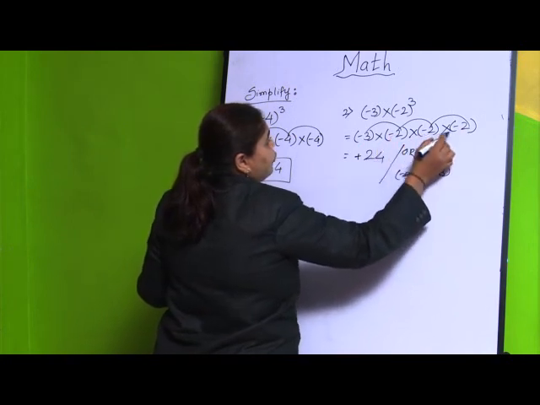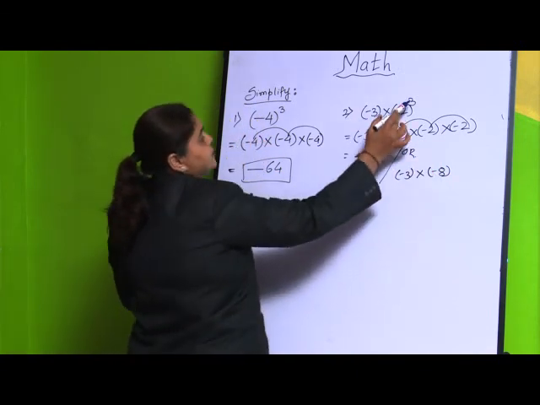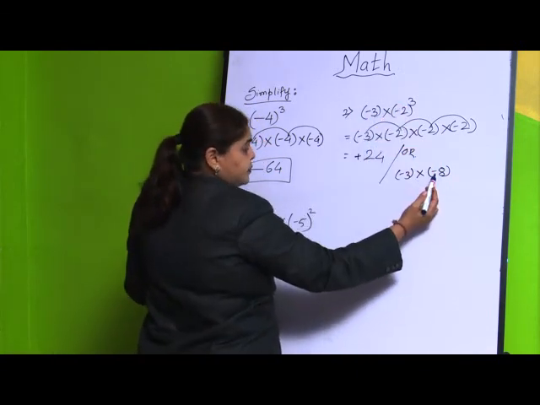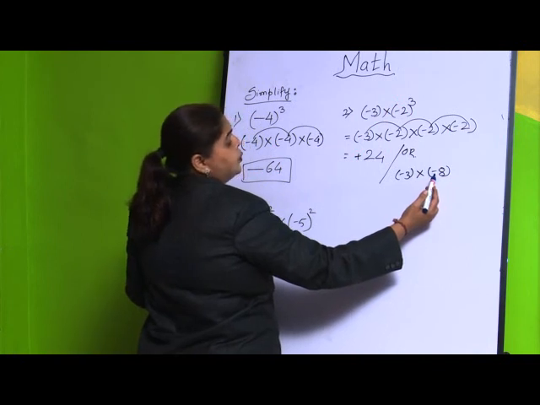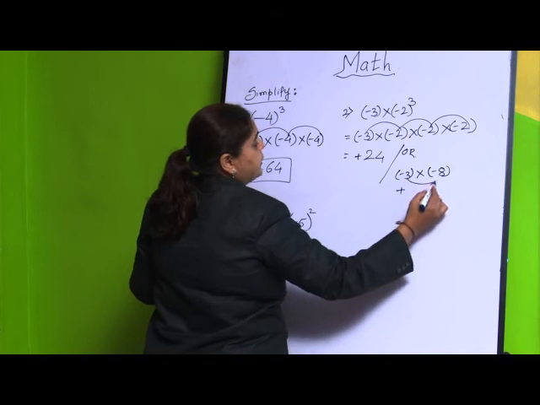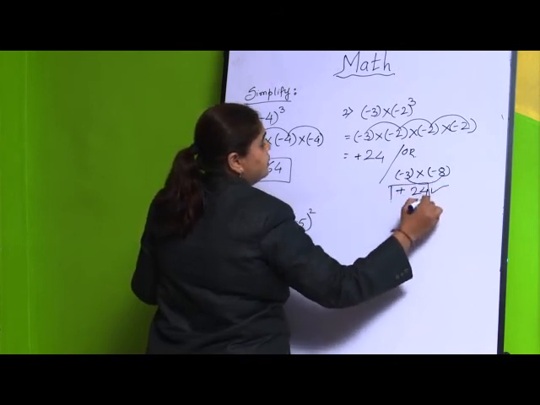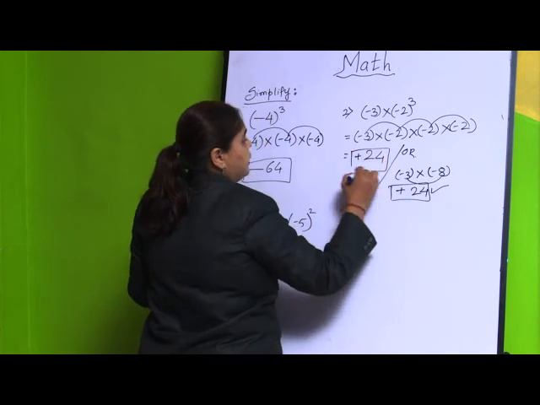2 2s are 4, 4 2s are 8, because when the power is odd, we will get a negative integer. So, now minus into minus is plus, 8 3s are 24. Both the answers will be the same. You can use any method.